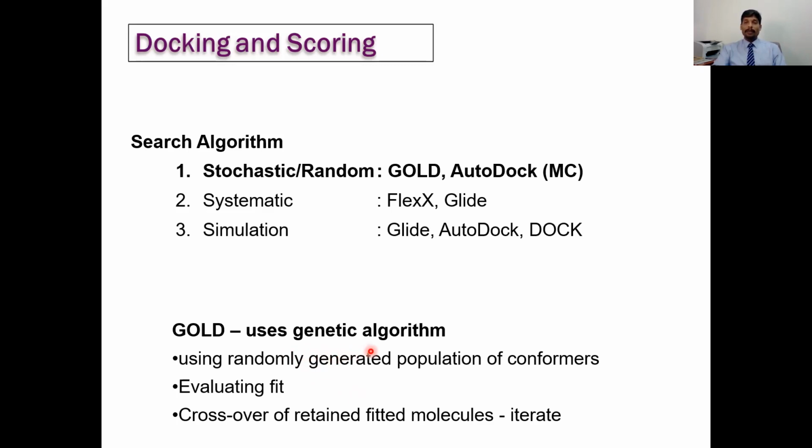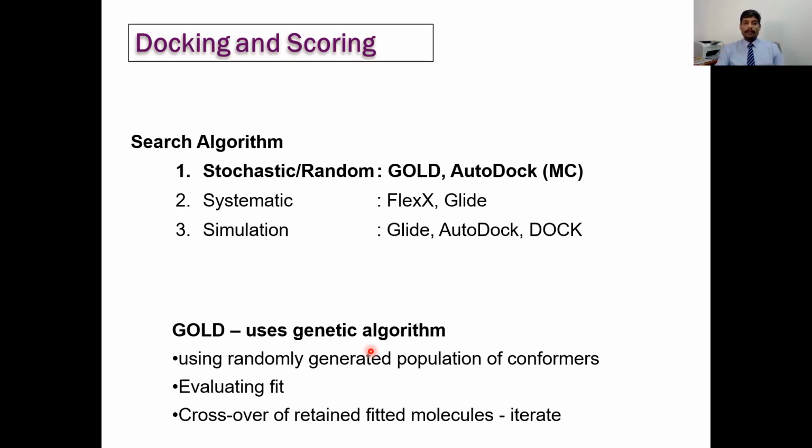Otherwise, there are so many possible orientations. If you want to know everything, it may take a very long time and may not be a proper way. So instead of giving random freedom to the orientation, use a systematic way: take this and this, get the best and hybridize them, and then out of that try to get the best, maybe hybridize another two of them, and proceed in such a way.